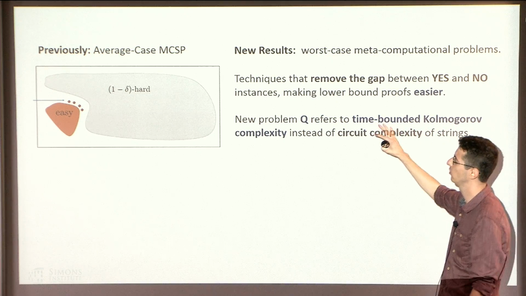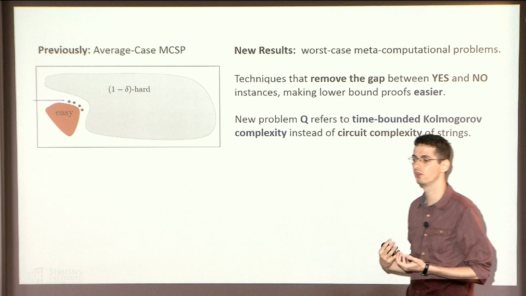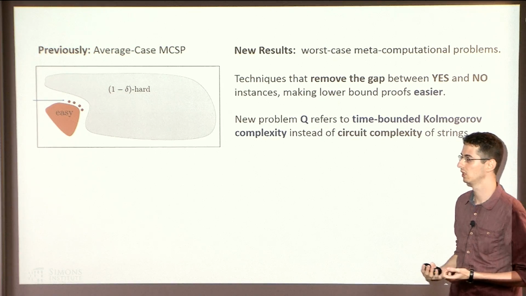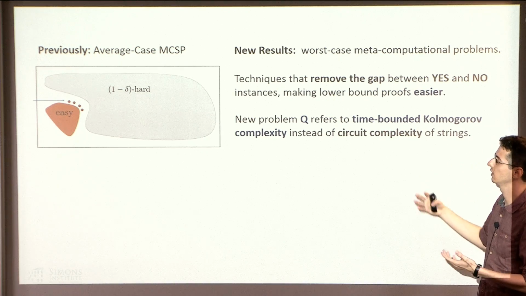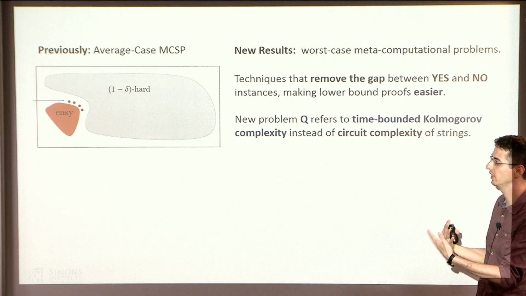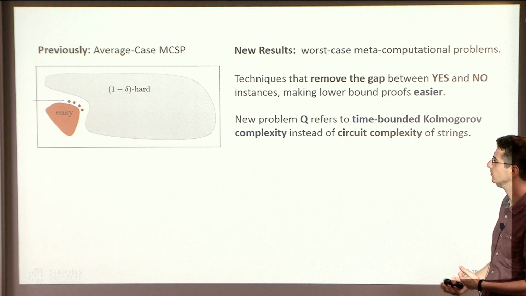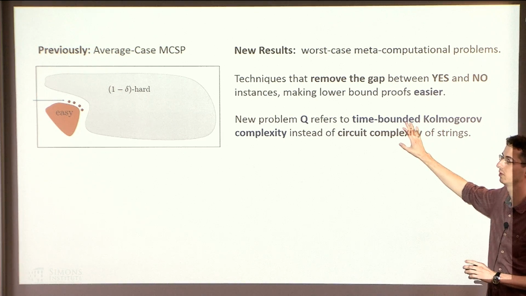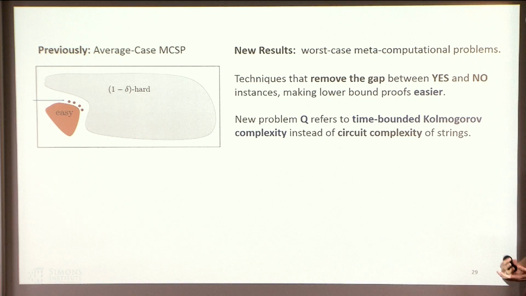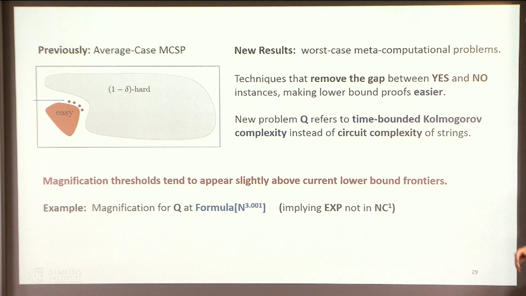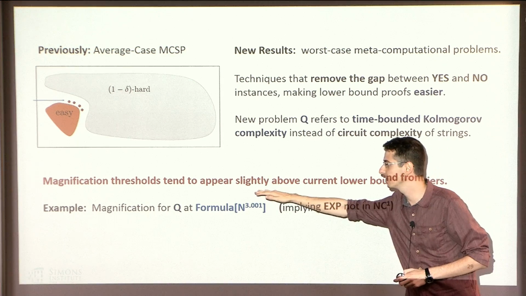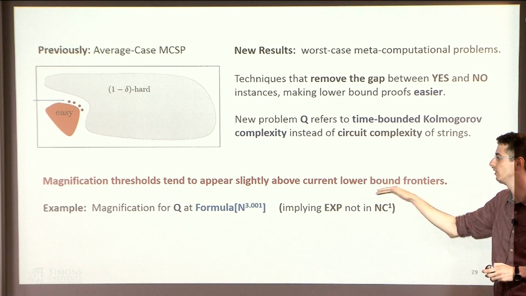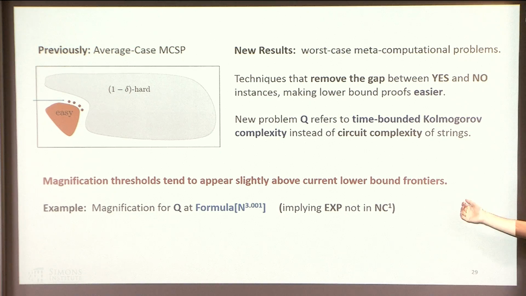If you change the notion of complexity of strings from circuit size to some variants of time-bounded Kolmogorov complexity, we are able to use standard techniques to make the transition between worst case and average case hardness. And then we can prove magnification theorems for worst case versions of the problem, okay? The intuition is that these worst case versions should be easier to analyze and to prove lower bounds for. But as soon as you get these worst case versions and the magnification theorems, the magnification thresholds tend to appear slightly above the current lower bound frontiers in many models of computation.